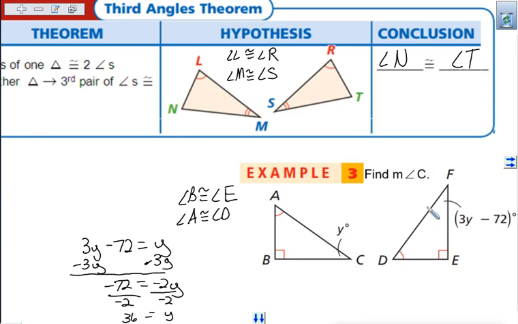But that wasn't what we were asked to find. We were asked to find the measure of angle C. And we know that angle C is y, which means that angle C is actually 36 degrees when we substitute.